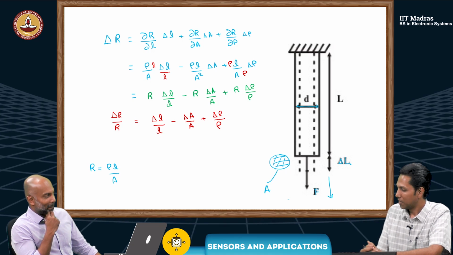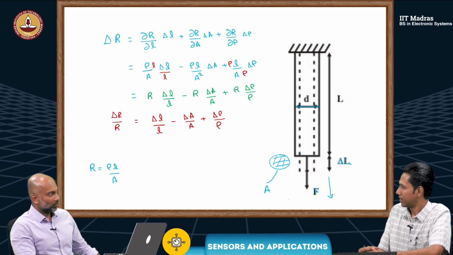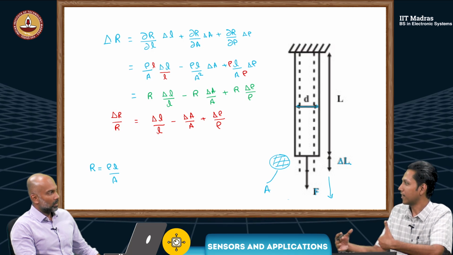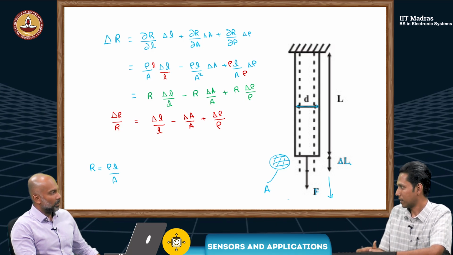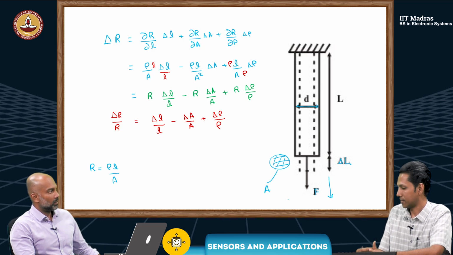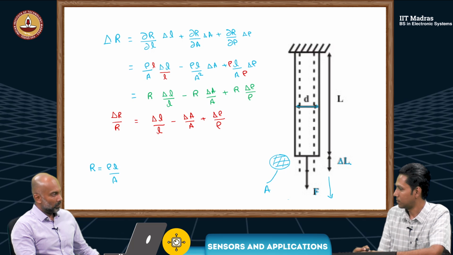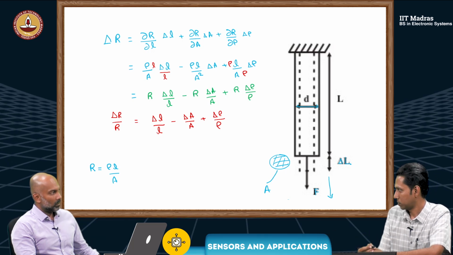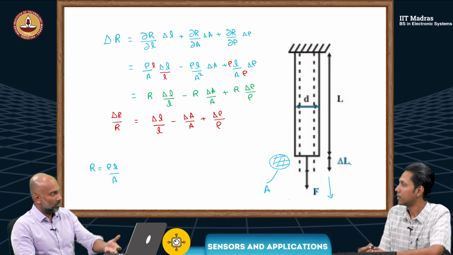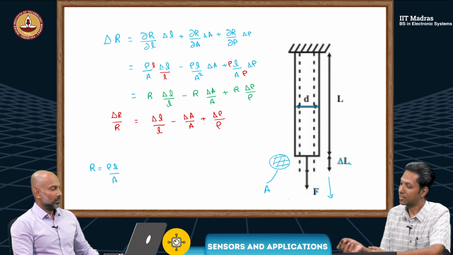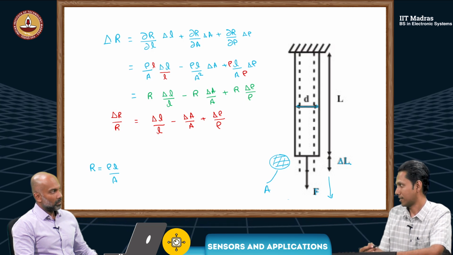So if some material undergoes stress, it will be seen as a strain. Yes, there is some deformation. Strain is nothing but a dimensional change, for example, delta L by L. So you're applying a stress, which is a force, and then you see a strain. And that strain is seen in the resistance change.